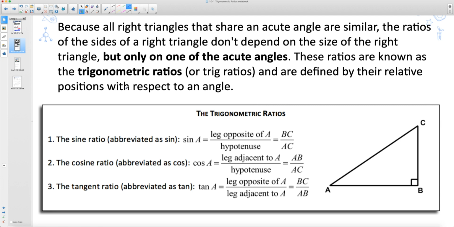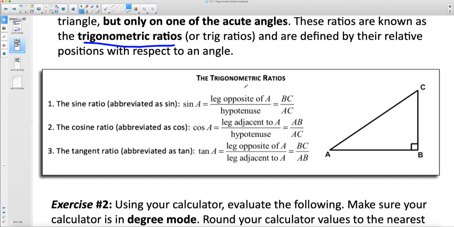And these ratios are known as trigonometric ratios. We sometimes say trig ratios for short. And they are defined by their relative positions with respect to an angle. Now we like to label our sides in a triangle based on the angle that we're looking from, from the perspective of a certain angle.